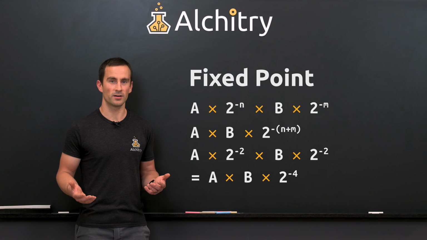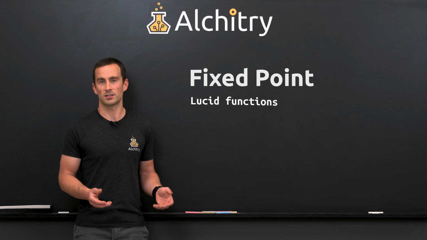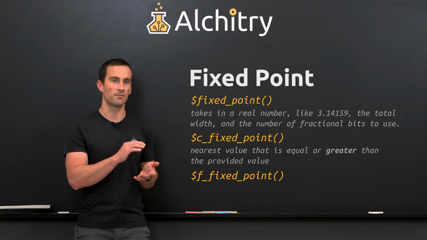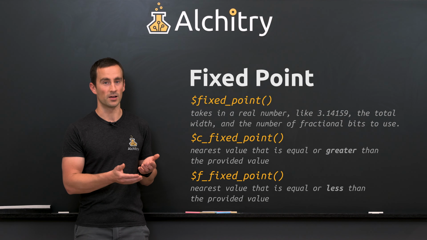Figuring out which bit pattern to use to represent a fixed point number can sometimes be a bit of a pain. That's why Lucid has some helper functions. The function fixed point takes in a real number as its first argument, the total number of bits you want, followed by the number of fractional bits. The result from this function is the closest approximation to the first argument. There are some variations of this, such as C fixed point, which gives you the value that is closest, that is equal or above the value you're trying to approximate, and F fixed point, which gives you the value that is equal or less than the value you were trying to approximate.